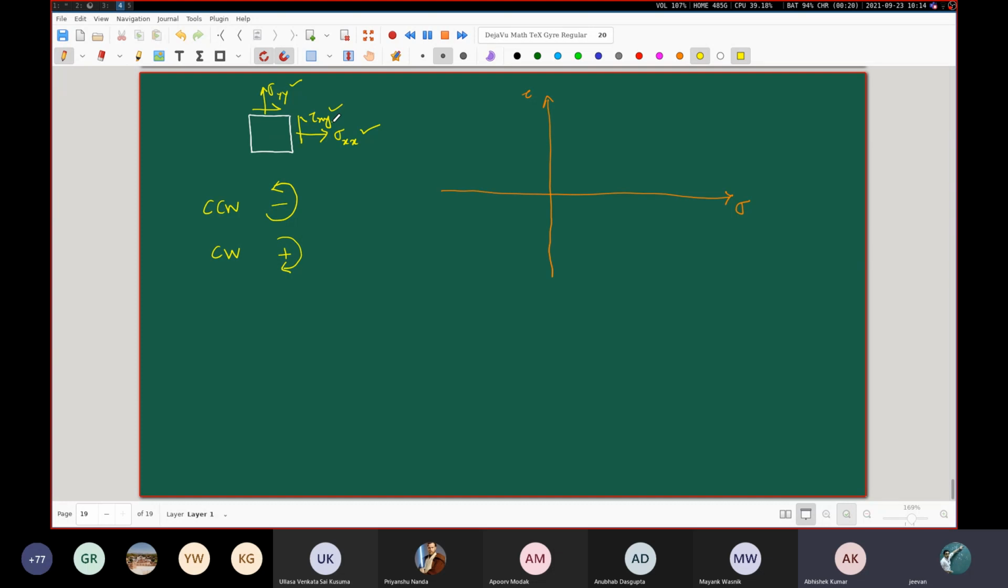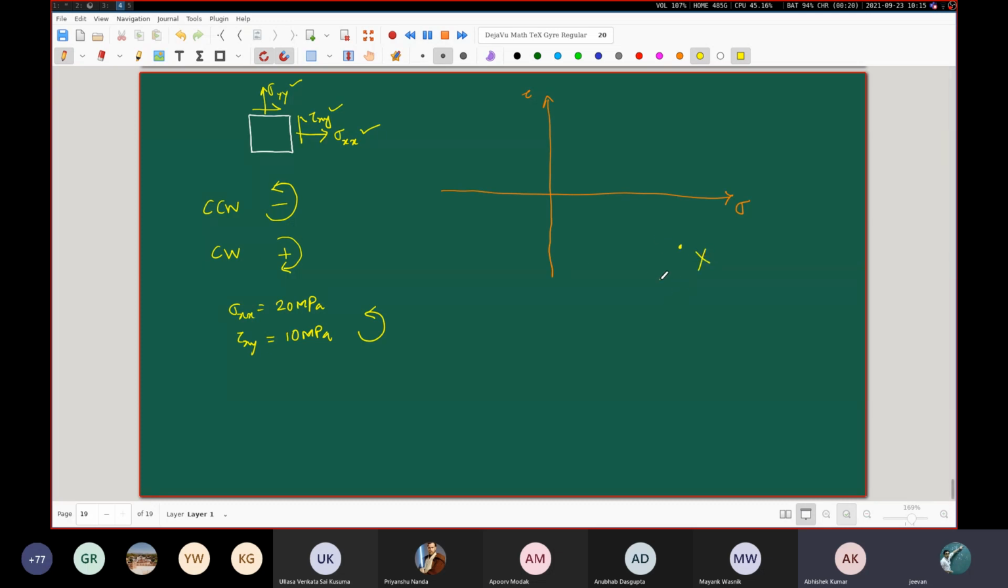So suppose your tau xy has a positive value, you are supposed to take it down here. Okay, so this is with the understanding that if sigma xx is equal to, let's say, 20 MPa and tau xy is equal to 10 MPa, but this has a tendency of rotating the stress element in this direction, then it is down.